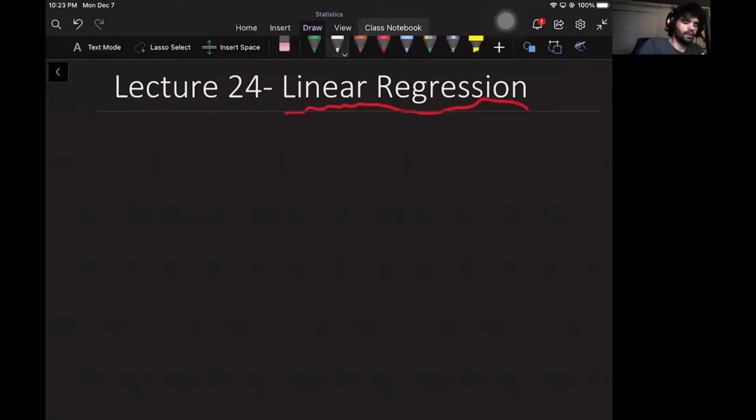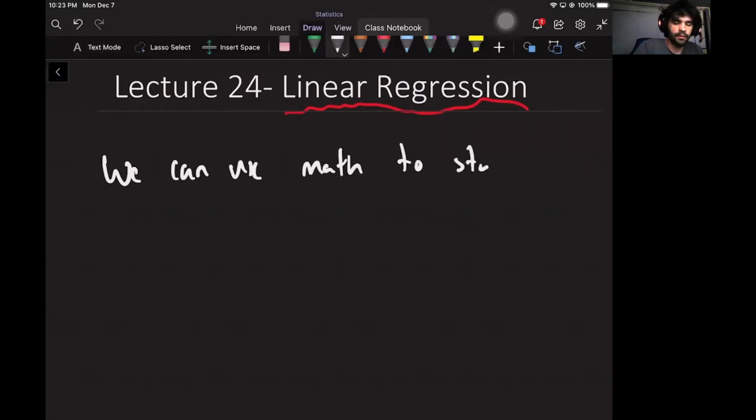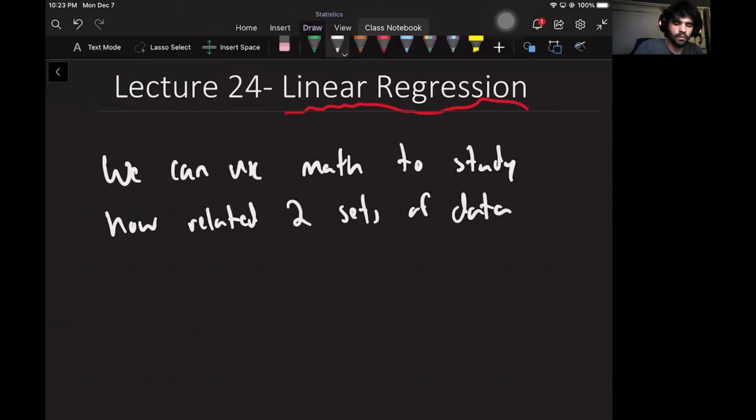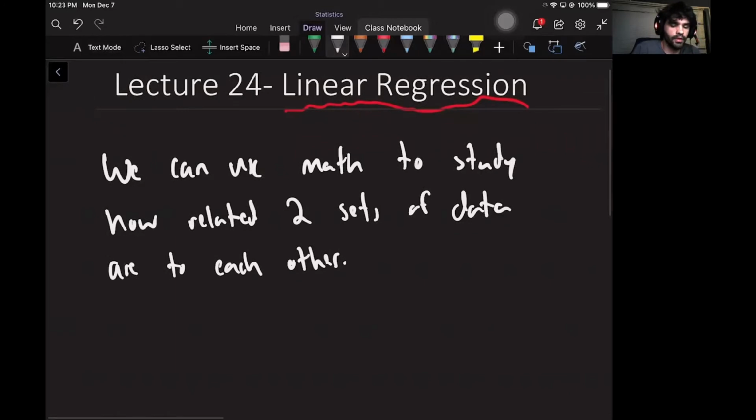Okay, so here's the idea. We can use math to study how related two sets of data are to each other. Previously, we've really only ever studied one set of data at a time, one thing at a time. But this is a very common thing. You'll see lots of graphs that do stuff like this on the internet.